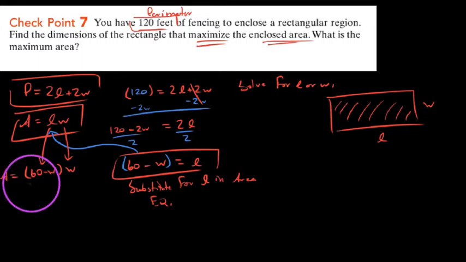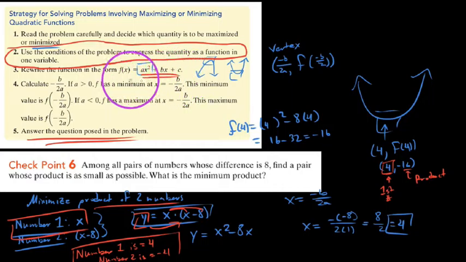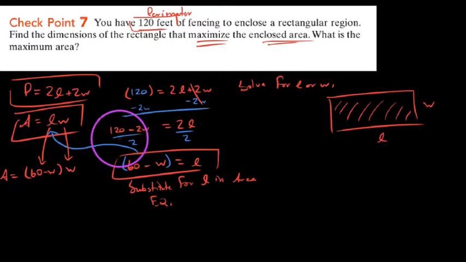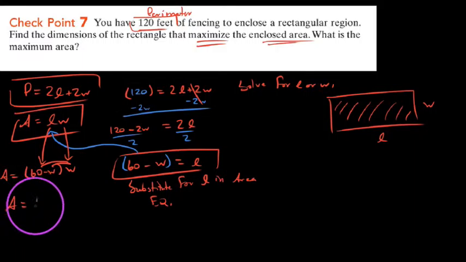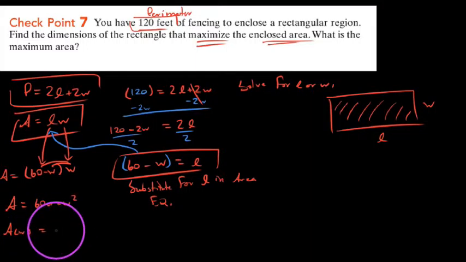So with this right here, we could say this is our function of area, and we want to maximize this area. Looking back at our steps again, step 3 would be to rewrite our function in the form ax squared plus bx plus c, our standard form. So we're going to do exactly that. I would distribute, and I'll get area equals 60w minus w squared, or, writing area as a function of the width, negative w squared plus 60w.